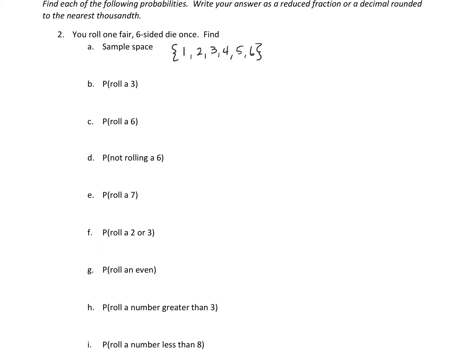Part B, we want to know what the probability is. What is the probability that we roll a 3? So there's only one way to roll a 3, and there are 6 possible outcomes. So the probability would be 1 over 6. That fraction is in lowest terms, so you can leave it like that, or you can actually do the division, 1 divided by 6, and round your answer to the nearest thousandth, which is 0.167.